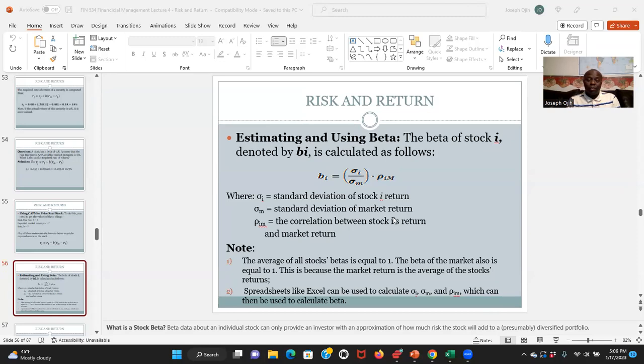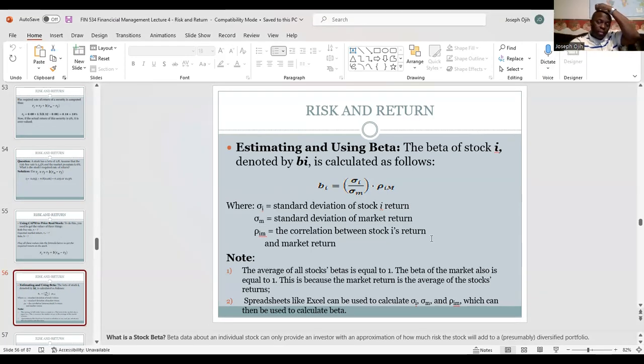Remember that beta of an individual stock gives us an approximation of how much risk that stock is, especially when it is added to a diversified portfolio. So, in other words, it is a measure of risk. Now, like I said a few minutes ago, in this lecture, I will show you how to estimate beta. First of all, let me make sure that you are seeing my screen properly. Okay, I believe you are seeing it.